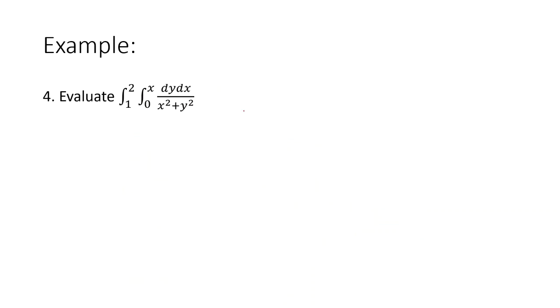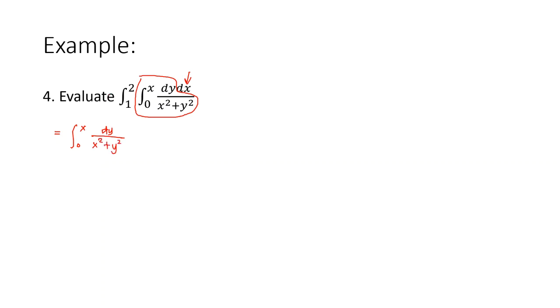So we have here, evaluate the integral from 1 to 2, 0 to x, dy dx over x squared plus y squared. And again, we'll be integrating this first part here. Okay, so we'll leave this dx behind for later. So what we have is the integral from 0 to x of dy over x squared plus y squared.